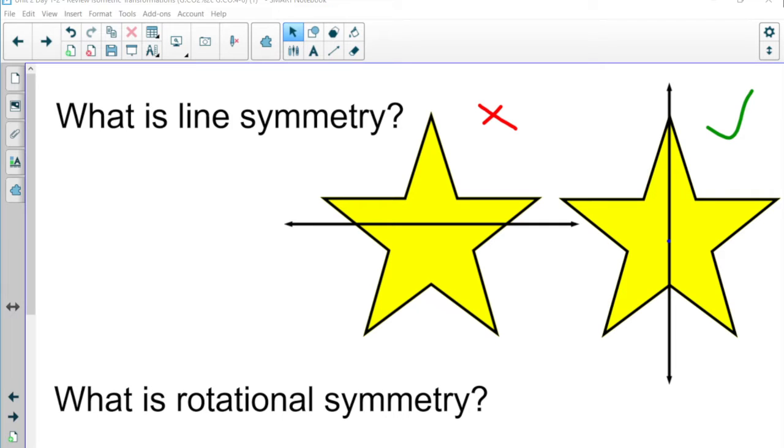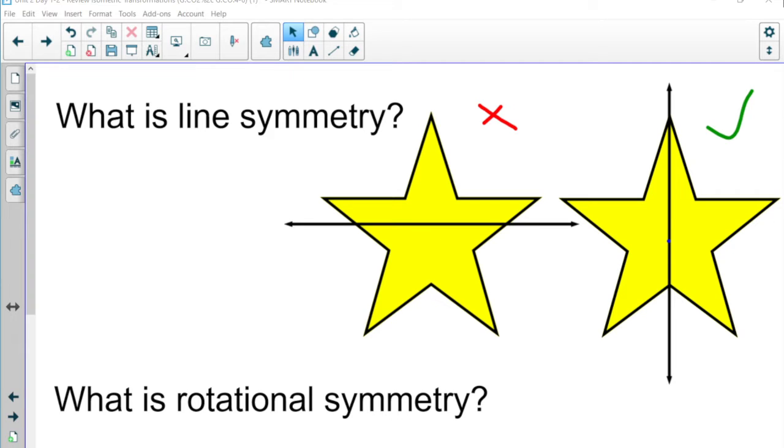So this is symmetry. This is talking about how a particular shape behaves. The first one we have to talk about is line symmetry. Line symmetry should mean that one half of the shape on one half of the line looks the exact same as the shape on the other half of the line.